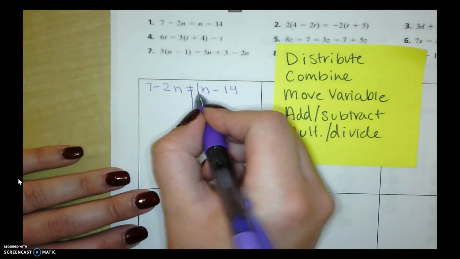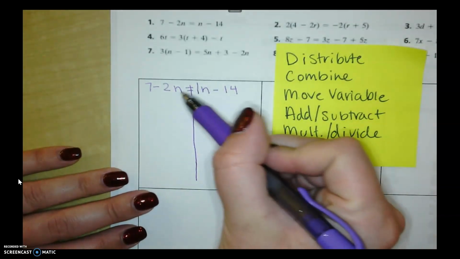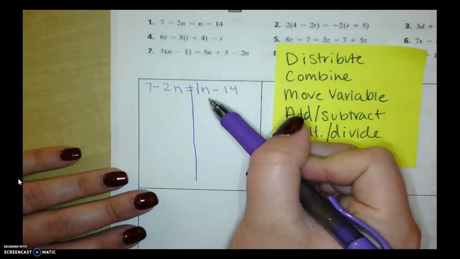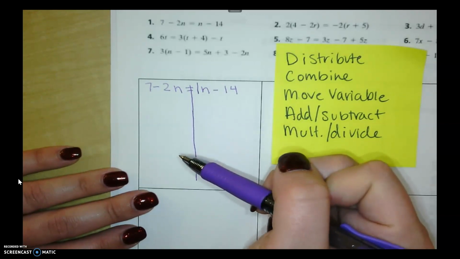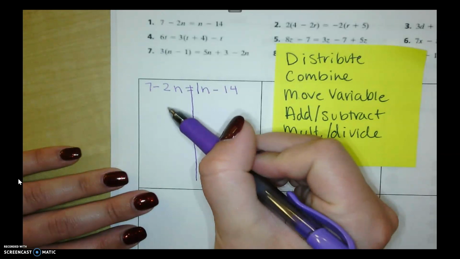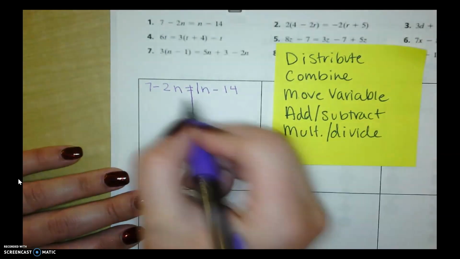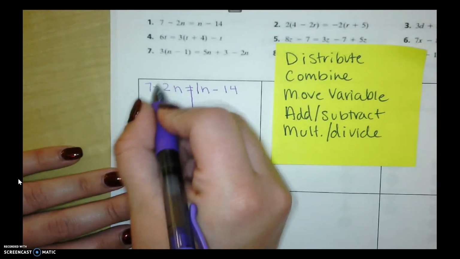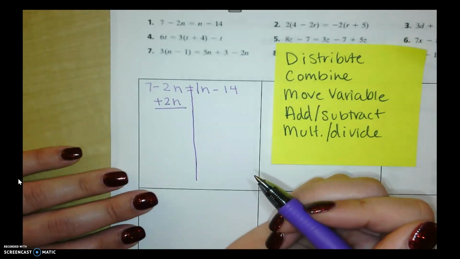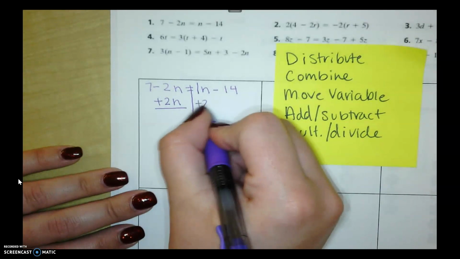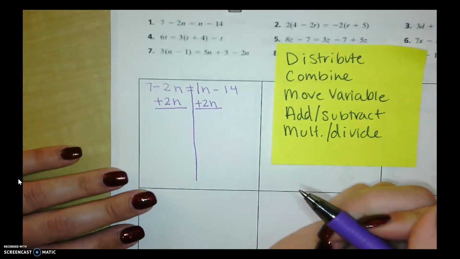So I'm going to write the invisible 1 here. So now I have negative 2n and 1n. Remember, I told you to move the smaller one just to make life easier. So we're going to move the negative 2 so we can avoid some negatives. The way I get rid of negative 2n is by adding 2n. But whatever I do to one side, I have to do to the other.